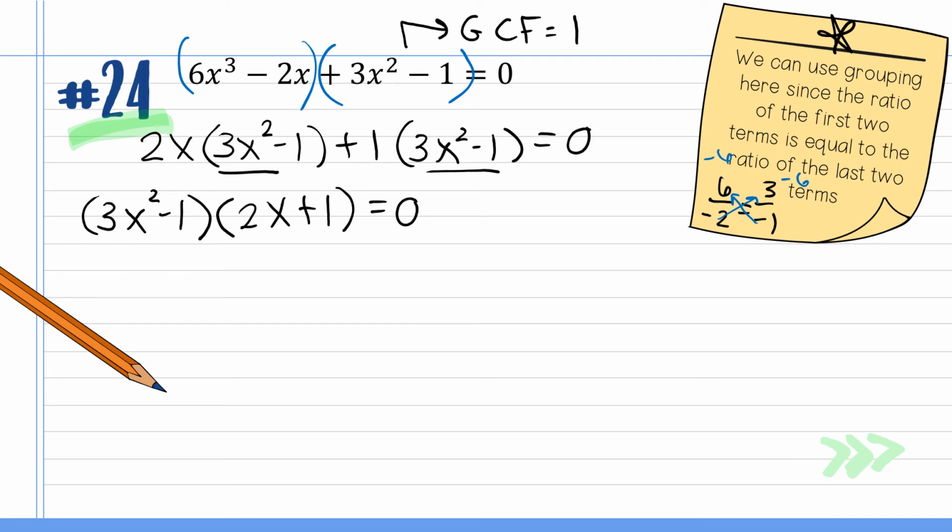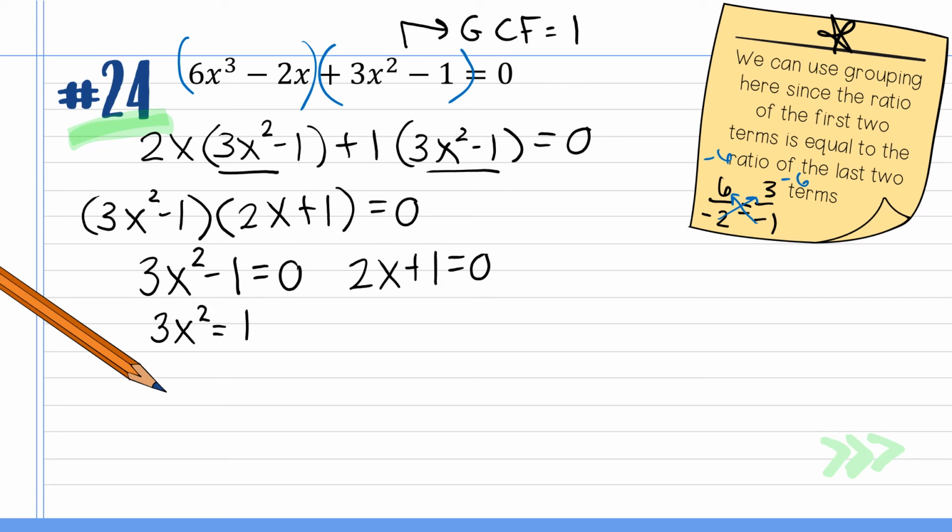Now we can go ahead and use our zero product property to set each factor equal to 0. 3x squared minus 1 equals 0, and 2x plus 1 equals 0. Now when we solve 3x squared minus 1, we're going to start by adding 1 to both sides. So we get 3x squared equals 1. And then we would divide by 3, so we get x squared equals 1/3.